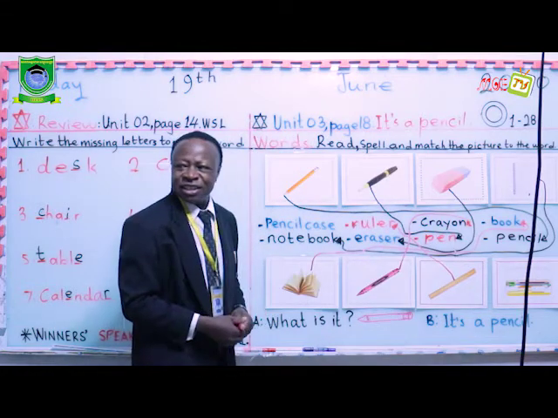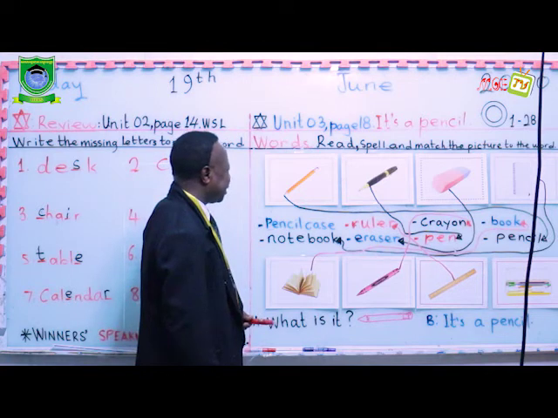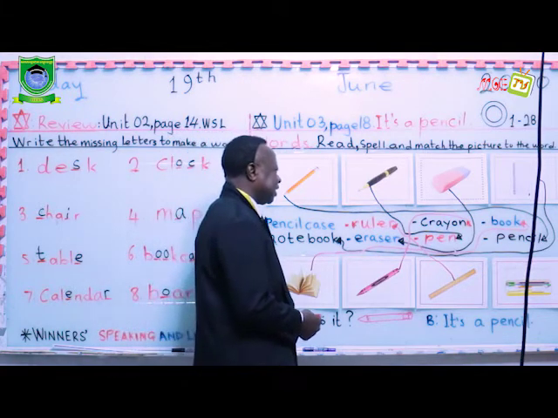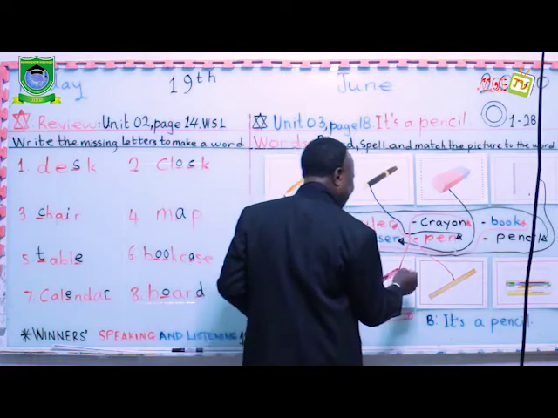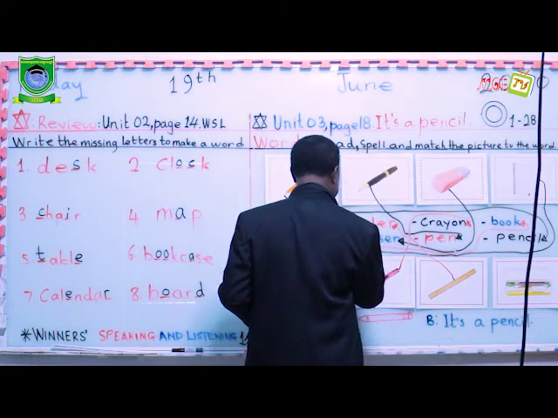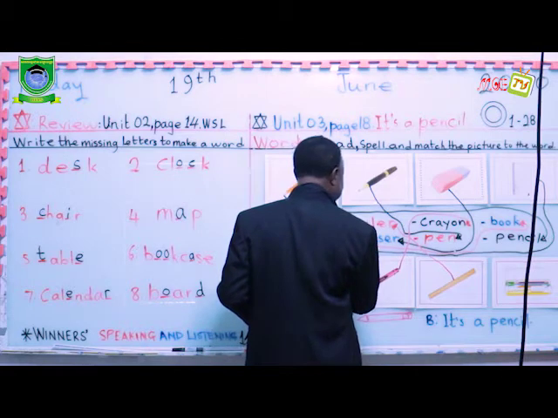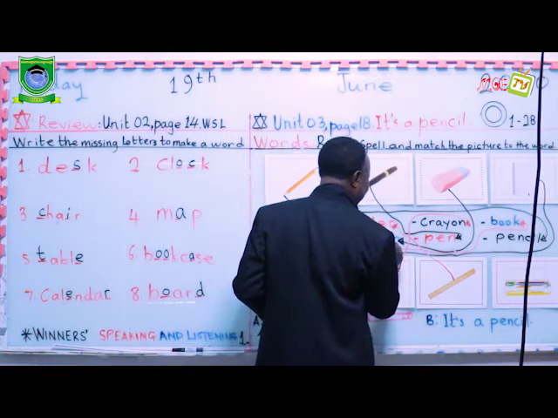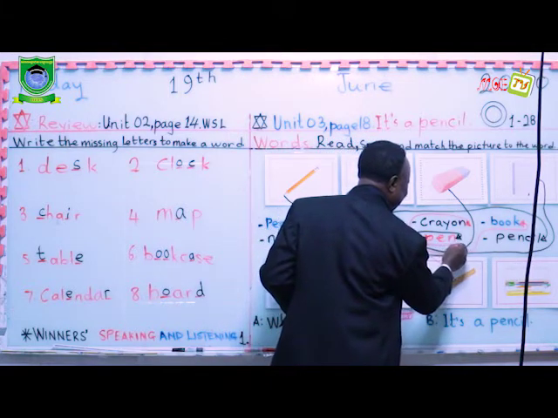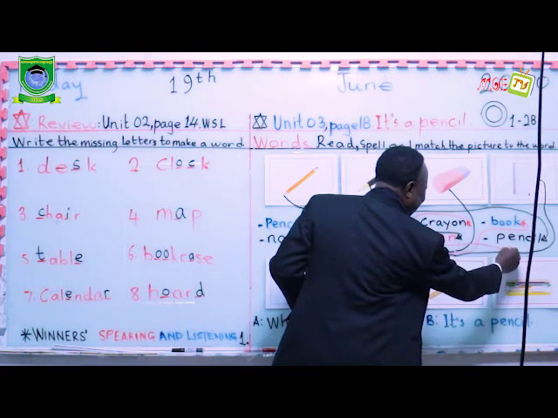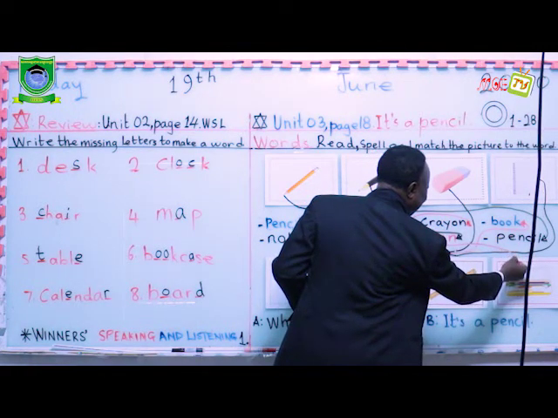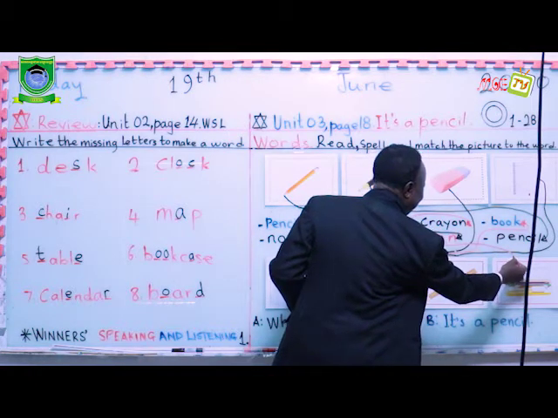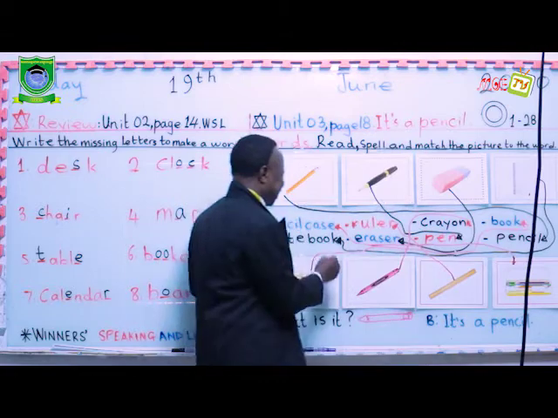The last but not the least is pencil case. Pencil case. So pencil case is here. So we can just draw the arrow from pencil case. And then look for pencil case. So the line is a bit difficult. You have to be careful, and then we come to pencil case. So pencil case. Yeah, pencil case.